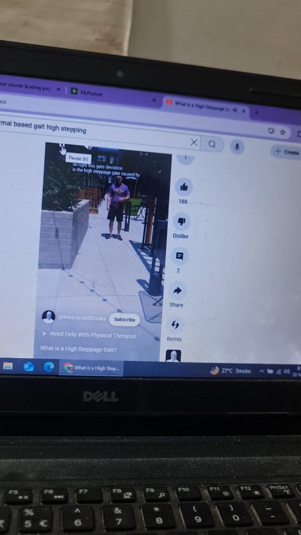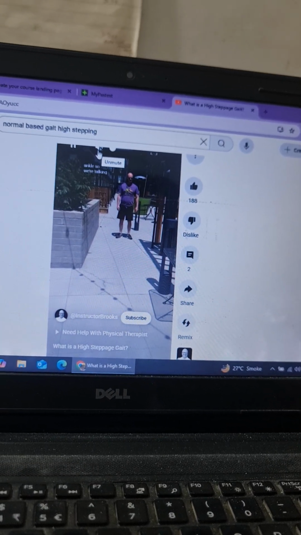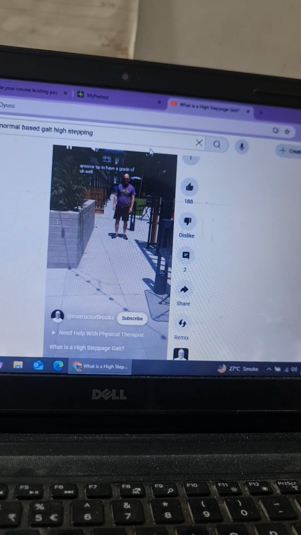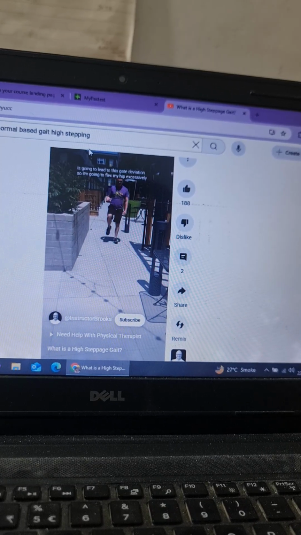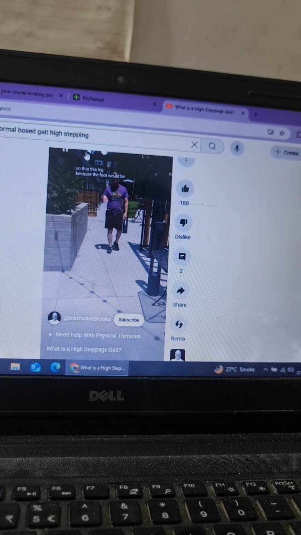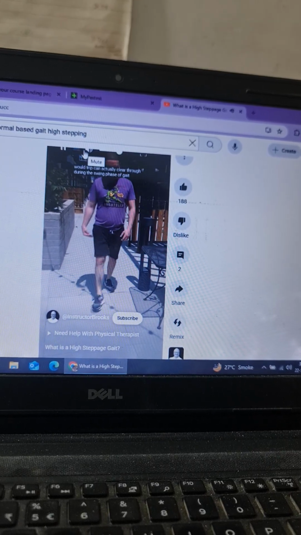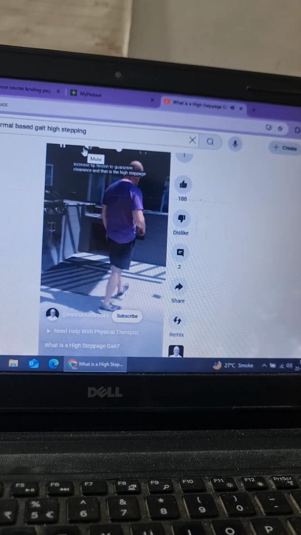Let's see how normal based high stepping gait is looking like. Caused by generally of a trip can actually clear through during the swing phase of gait. So if my foot is just dangling, increase hip flexion to guarantee clearance. That is the high steppage gait.